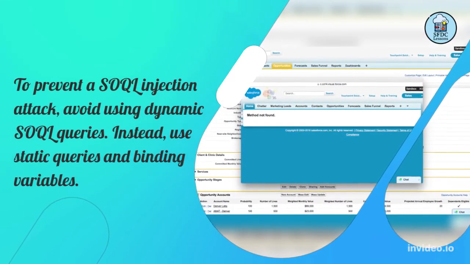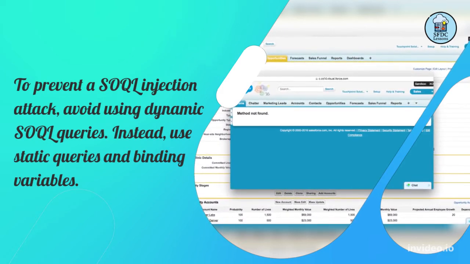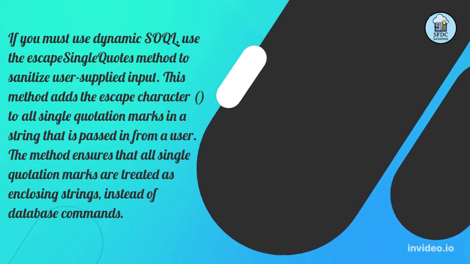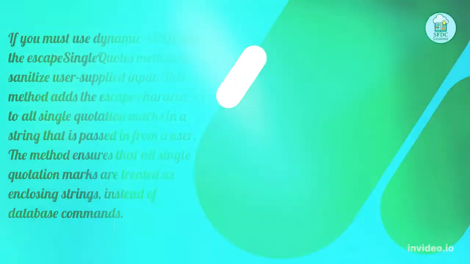To prevent a SOQL injection attack, avoid using dynamic SOQL queries. Instead, use static queries and binding variables. The vulnerable example can be rewritten using static SOQL as follows. If you must use dynamic SOQL, use the escapeSingleQuotes method to sanitize user-supplied input. This method adds the escape character to all single quotation marks in a string that is passed in from a user. The method ensures that all single quotation marks are treated as enclosing strings, instead of database commands.